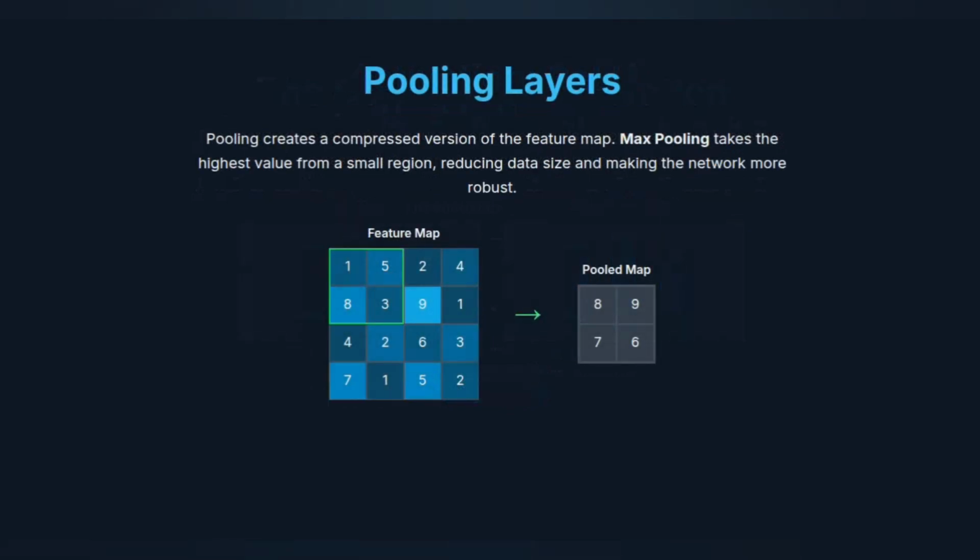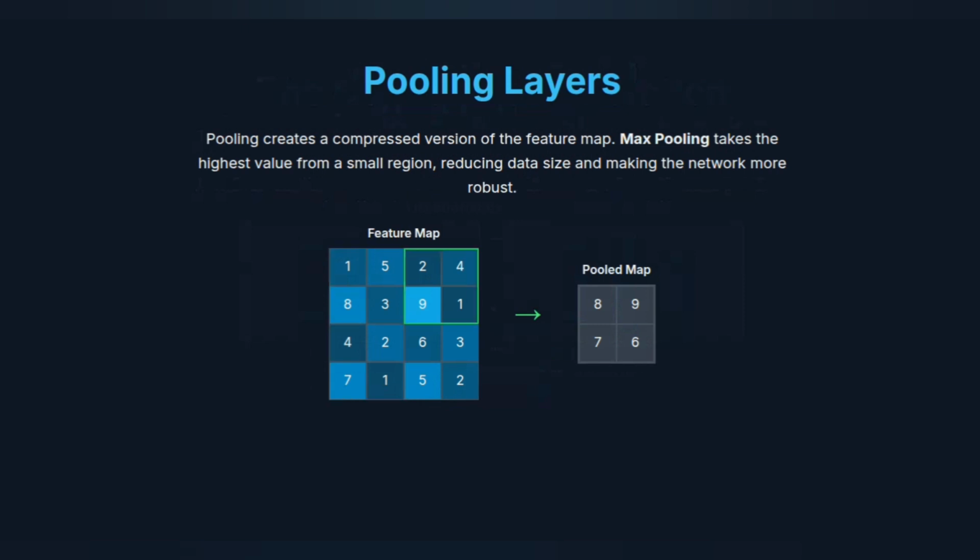Next up is pooling. Think of it as creating a summary or compressed version of our feature maps. The most common type is max pooling. Max pooling takes small regions of the feature map and keeps only the highest value. It's like saying, in this area, the strongest feature detected had this intensity.